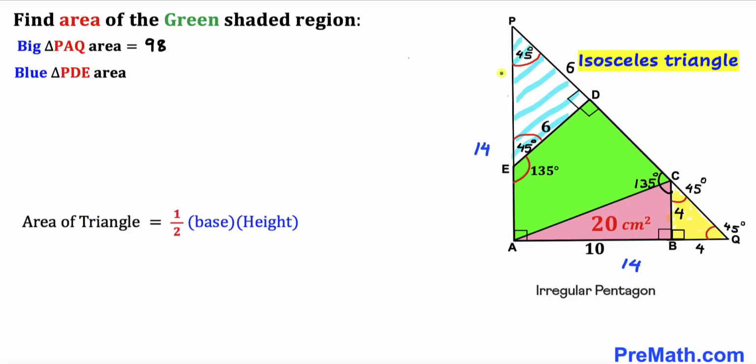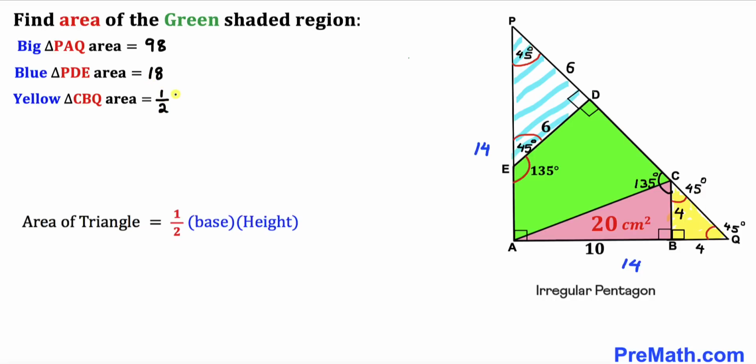And now let's go ahead and calculate the area of this blue triangle PDE. So the area is going to be a half times our base is 6 and height is 6 as well, and that is going to give us 18. And finally let's go ahead and calculate the area of this yellow triangle CBQ. So therefore the area of this triangle is going to be a half times base is 4 and height is 4 as well, and if we simplify everything, that is going to give us 8.